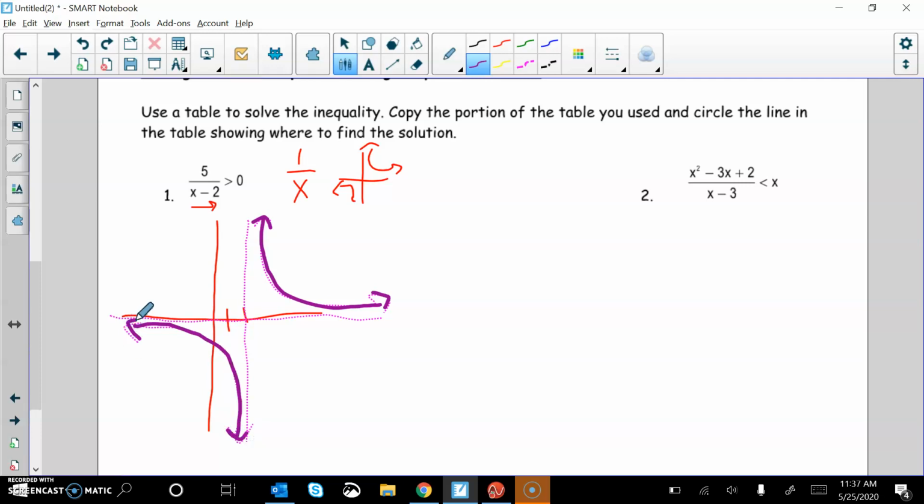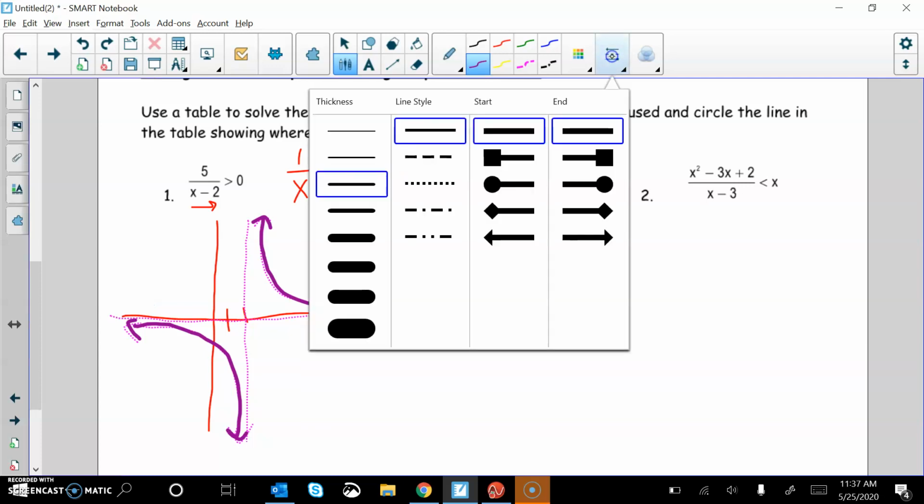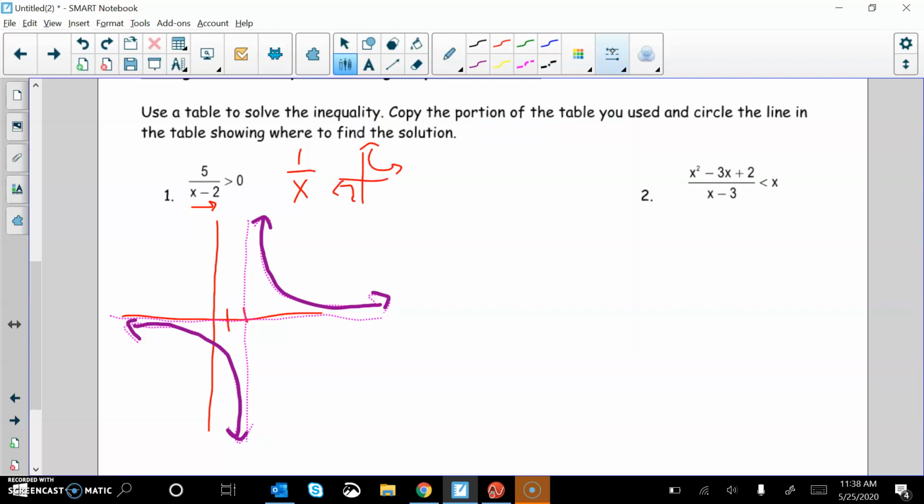So if we graph the left side, we want to know when it's greater than 0. Graphically, you can see it. So over here, all the y values are less than 0. They're negative values. On this branch, all the y values are greater than 0. Okay? So to solve this inequality, this one's pretty straightforward. As long as x is greater than 2, 5 divided by x minus 2 is bigger than 0.